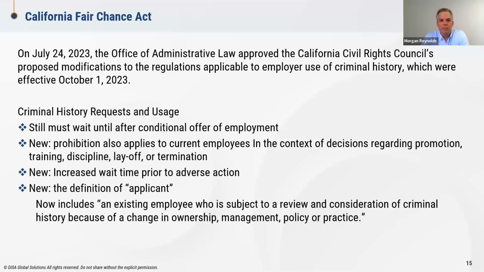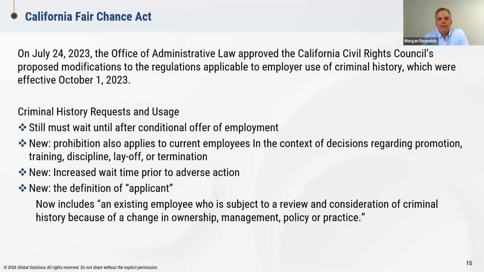Additionally, there's a prohibition for current employees, in terms of waiting until you've made that offer of promotion before you run that. Another aspect is there's an increased wait time for adverse action. Let me take a second on that, because we talked about the five business days on the pre-adverse and adverse under the FCRA as a best practice. In California, there's a technical requirement to wait a period of time after the pre-adverse action is sent and confirmed received.